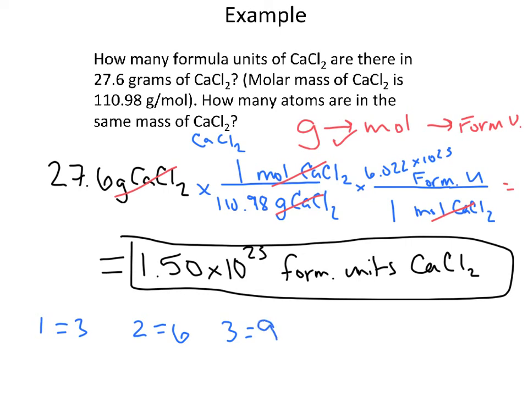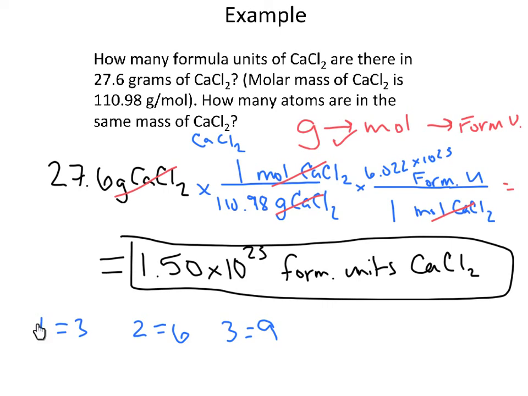So notice what's happening here. For every molecule that we have, I think I cut out there a little bit, I'm sorry. If we have 1, 2, or 3, you're always going to have triple the amount of atoms. So on and so forth it goes.